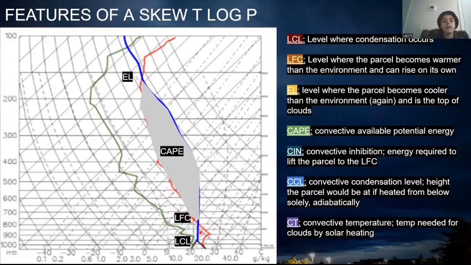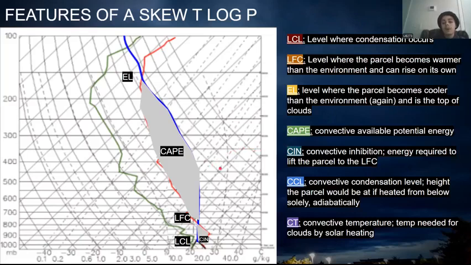Then there's an area down here too between this start and the LFC, which is called CIN, which is convective inhibition. It's the energy that's required to lift the parcel to the LFC. So remember, I said the parcel down here isn't able to rise on its own yet because it's cooler than the environment. But still, there is energy, CIN, that is able to help it rise to the LFC. And once it gets to the LFC, then it can rise on its own because it's warmer than the environment.